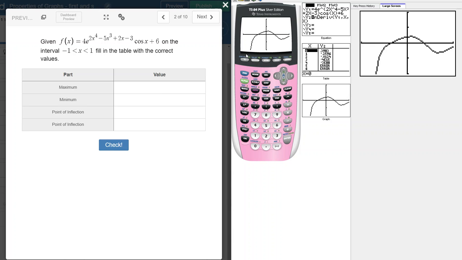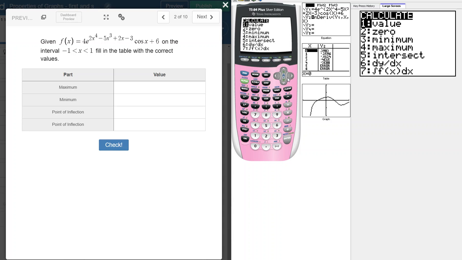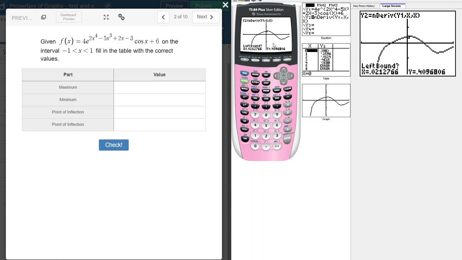So this looks great. A maximum is going to occur when our derivative, because remember this is the derivative, changes from positive to negative. So the maximum on f of x will be at this piece right here. So if I need to find an x-intercept, I'm going to hit second trace 0. 0 means x-intercept, and you can either click 2 or you can click enter when you go over there.